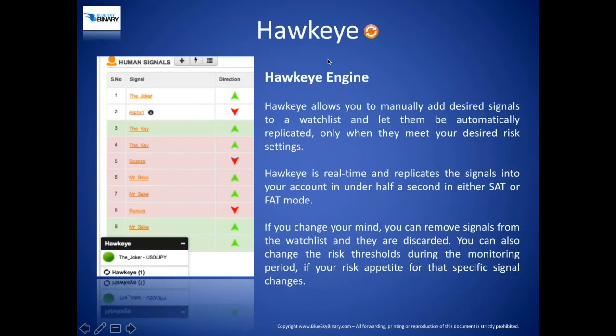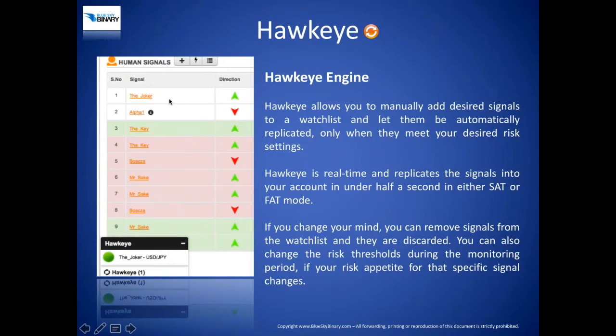So let's discuss the Hawkeye engine. Hawkeye allows you to manually add desired signal thresholds or PIP thresholds, or risk management thresholds being a better word, when a signal is fired. Okay, so it is real time as well. Every time a signal is fired, and let's say you are in semi-automatic mode, you'll see an orange icon that looks like this next to the signal.